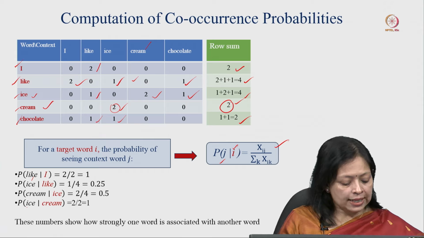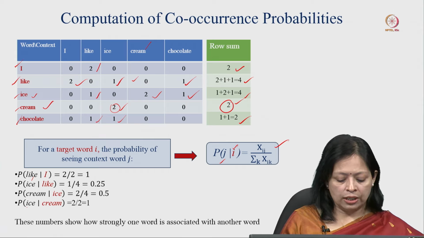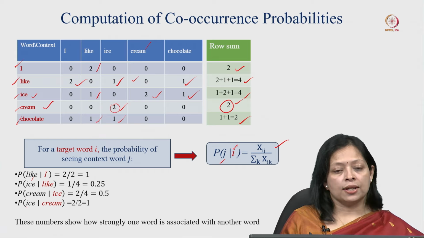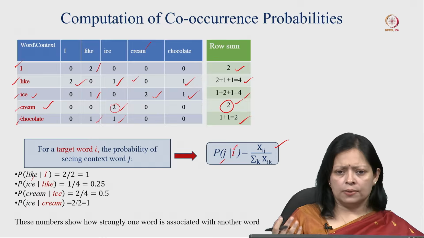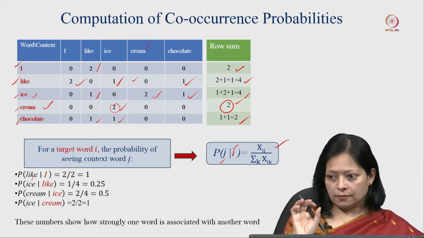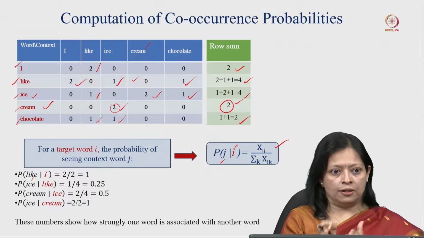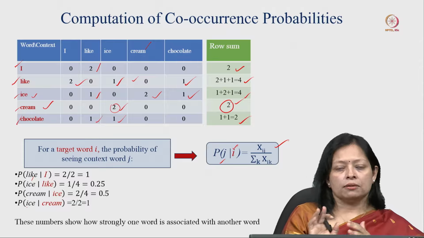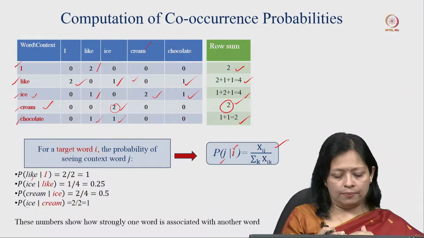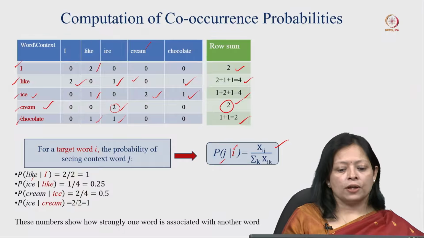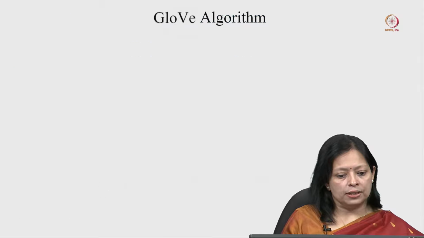Okay. So, these numbers show how strongly one word is associated with another word. If the probability is high, that means those are very similar context words, they always come together. Ice cream, okay. Cream chocolate is less probable than ice cream. So, that is the way of computation of co-occurrence probability.